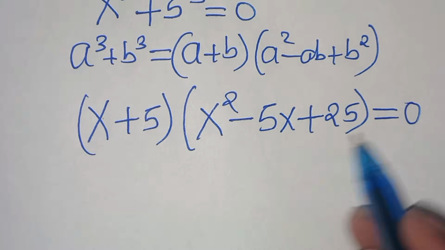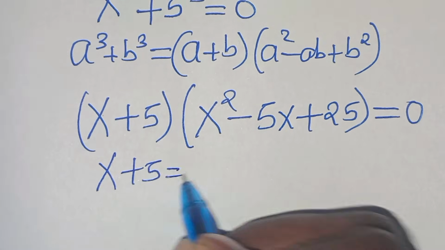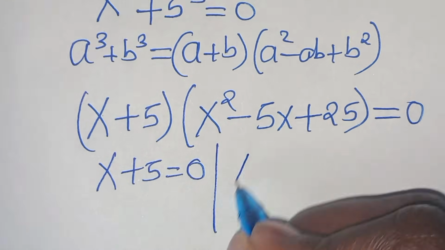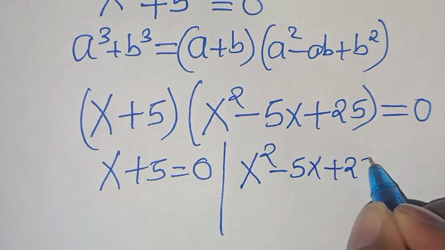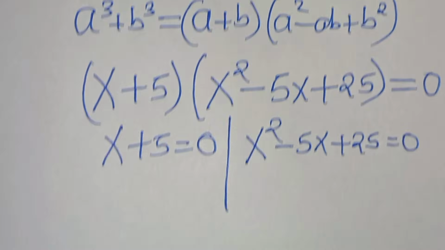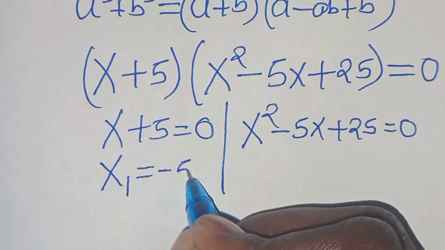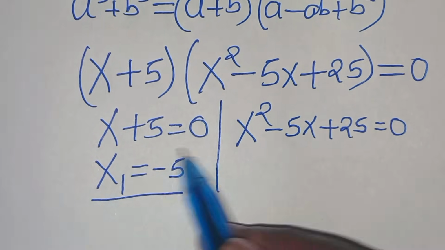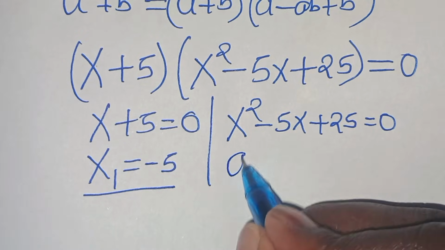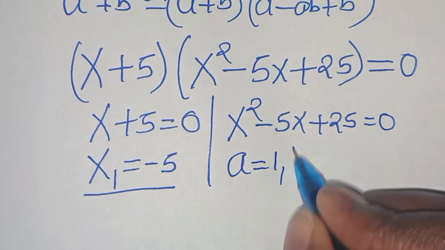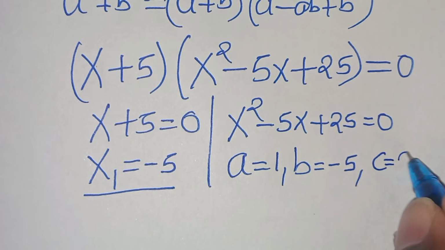Now we have x plus 5 equal to 0, and then x to the power of 2 minus 5x plus 25 equal to 0. From the first part, we have x1 is equal to minus 5, and this is a real solution. The second part is a quadratic equation where a is equal to 1, b is equal to minus 5, and c is equal to 25.